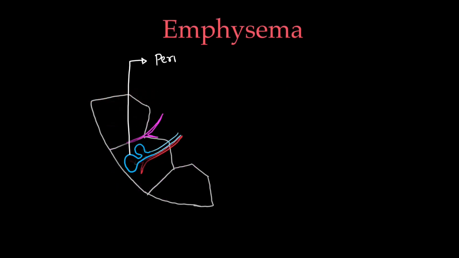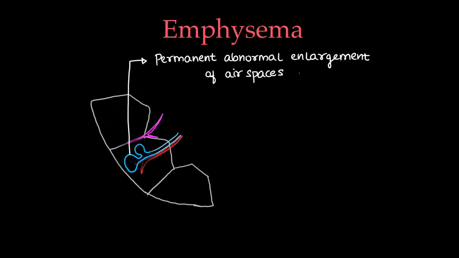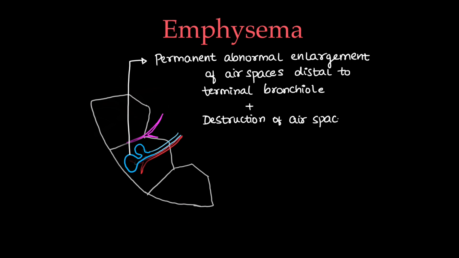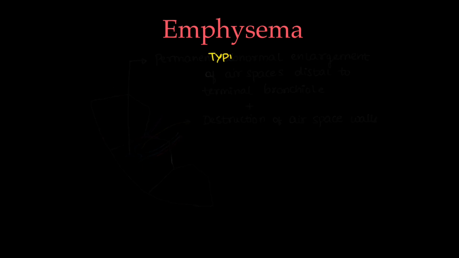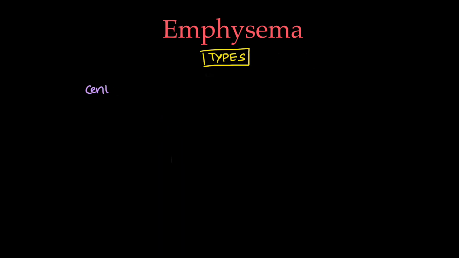What is emphysema? This is permanent abnormal enlargement of the air spaces. So air spaces we are talking about are alveoli in emphysema. So these are the air spaces distal to the terminal bronchiole. So it involves acinar bronchus, acini, plus there will also be destruction of the air space walls, which we can see on histopathology.